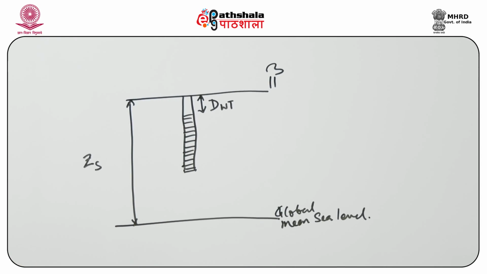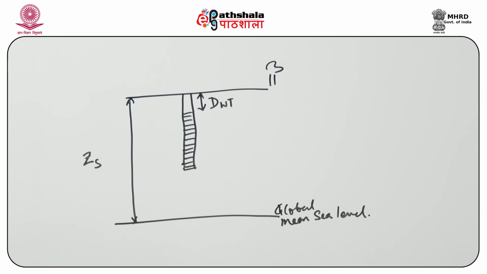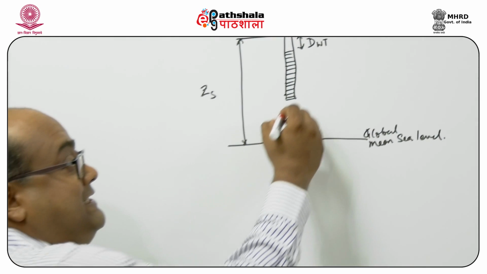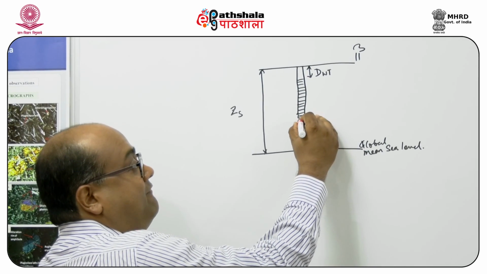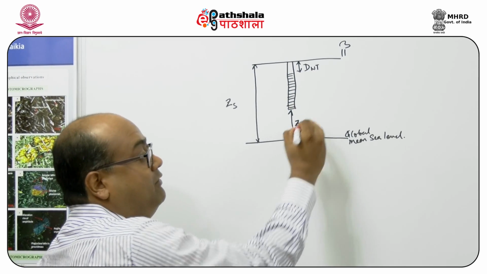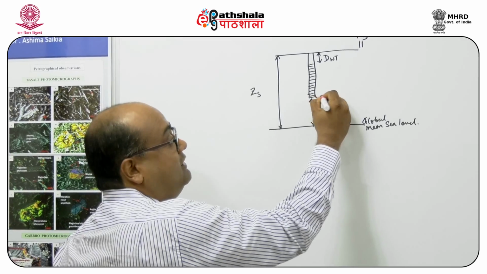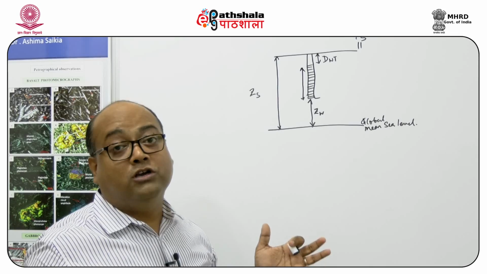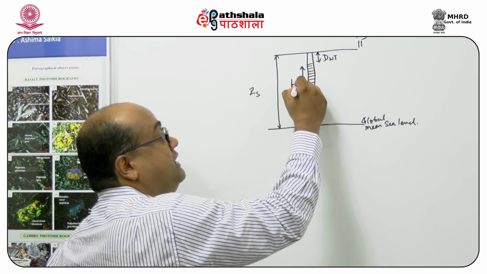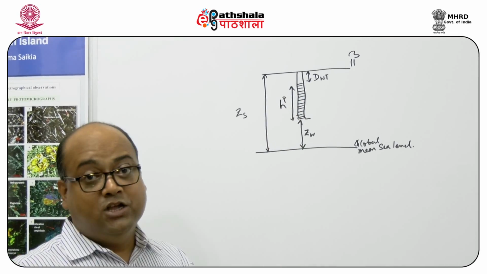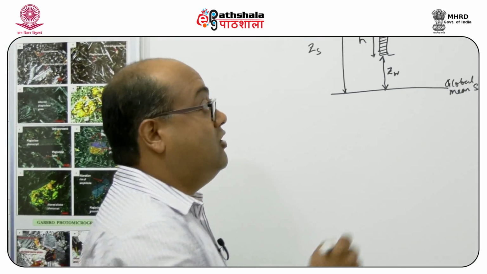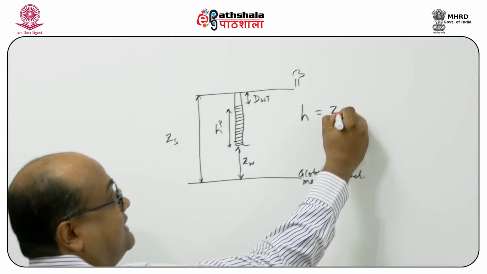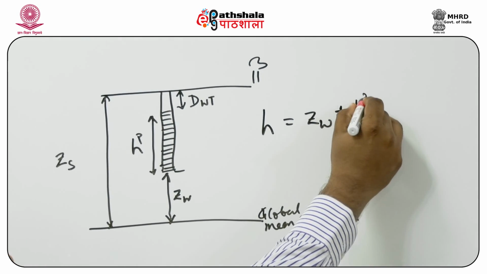Now if we go back to the definition of hydraulic head, the hydraulic head has two different components. One is the elevation head, which is defined by ZW, and the other is the height of the fluid column or the water, where the water stands, which we call the pressure head. So the hydraulic head is basically ZW plus HP.